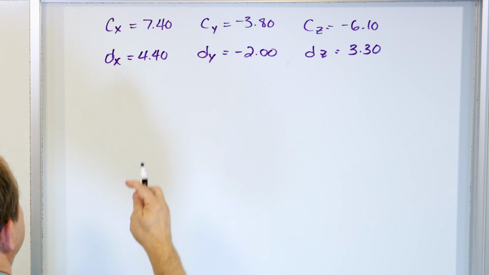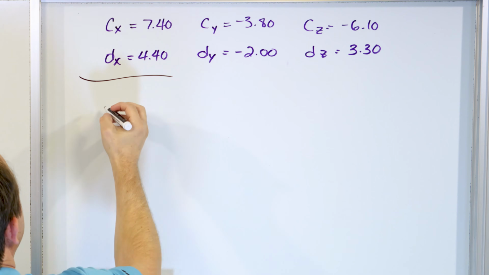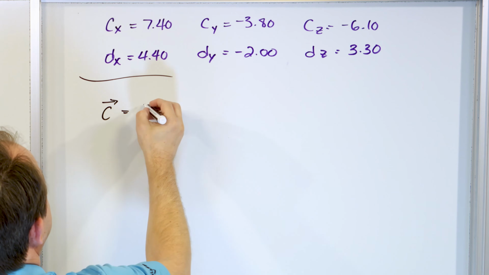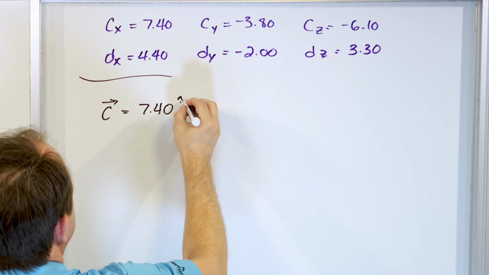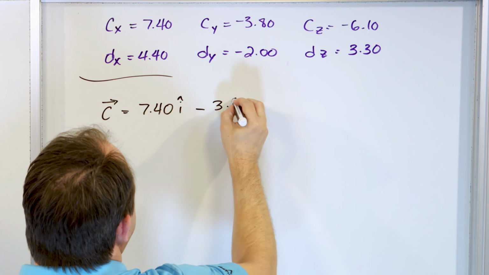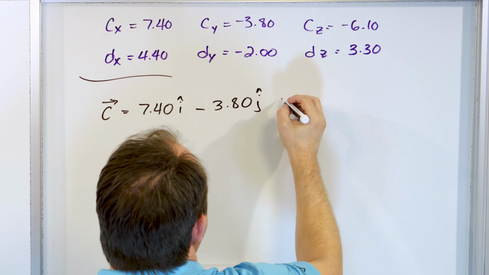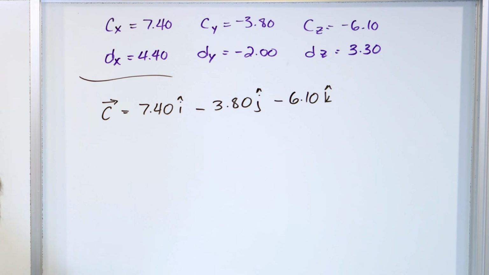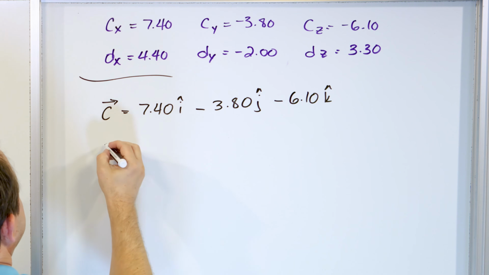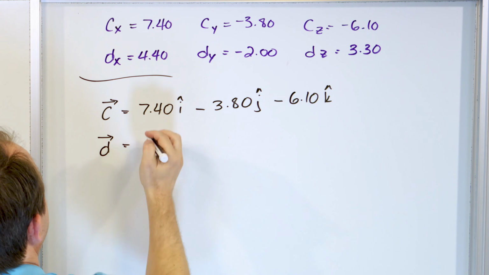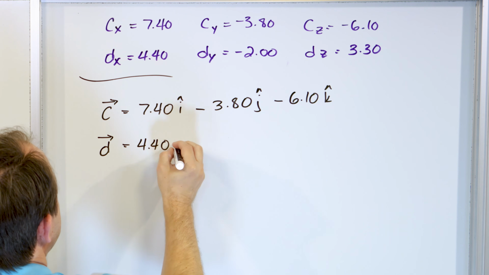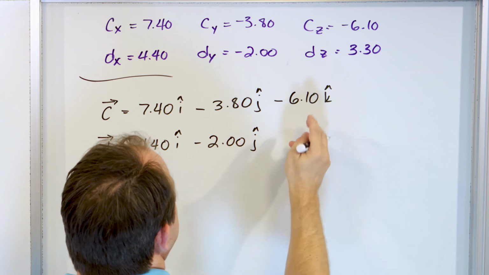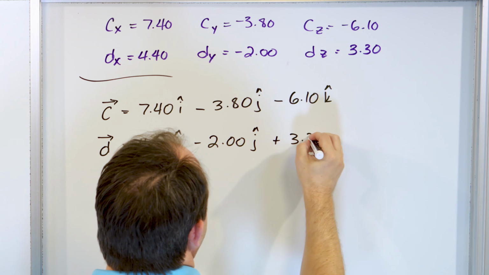So what I want to do first is write down the unit vector notation of these vectors. What we will say is that the vector c is each of these components multiplied by their unit vectors. 7.40 in the i hat direction, minus sign from here, 3.80 in the j hat direction, and then a minus sign here as well, so -6.10 in the k hat direction. All right. Then we have vector d. So I'll write vector d with a hat on top, 4.40 in the i direction. Then we have -2.00 in the j direction. Then we have this plus 3.30 in the k direction.